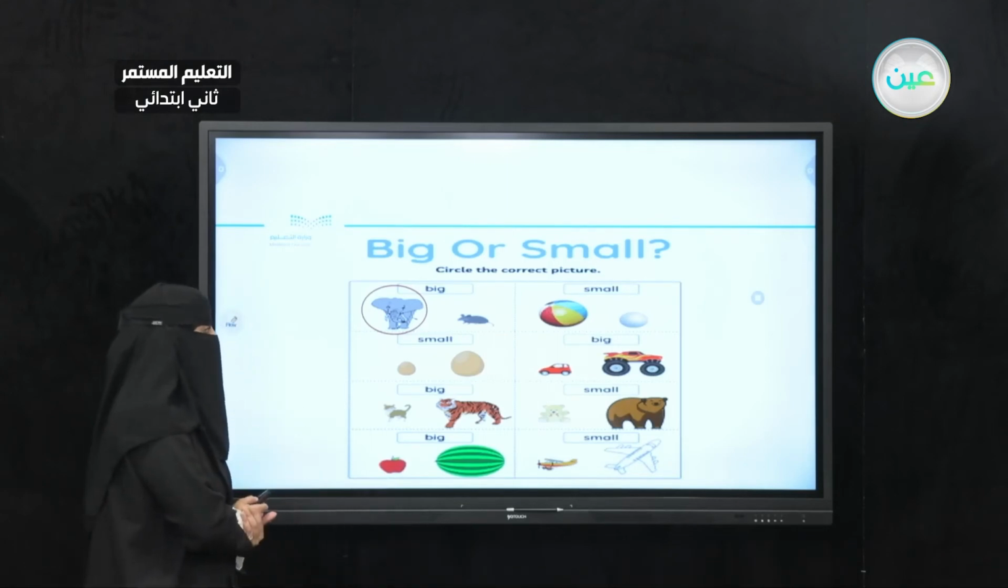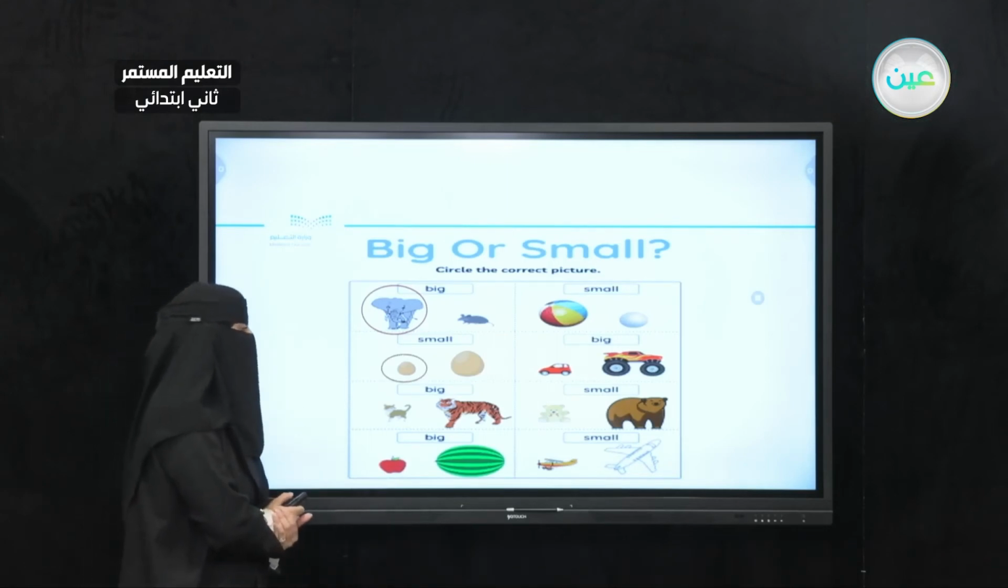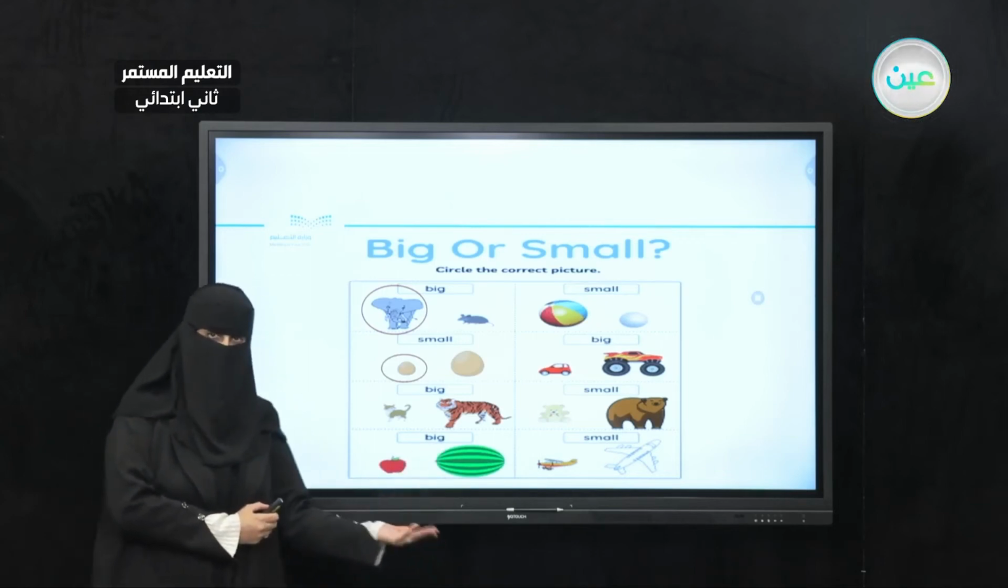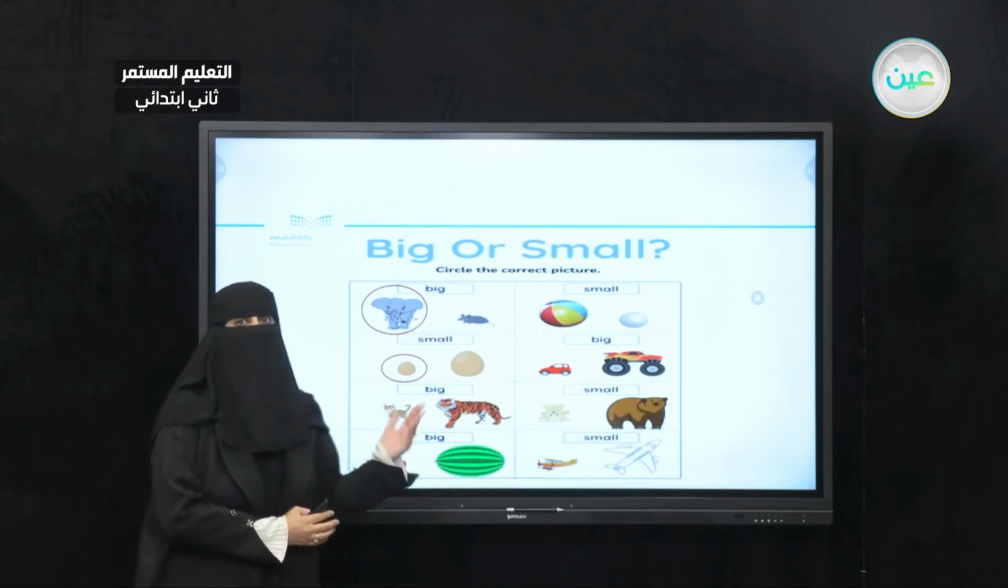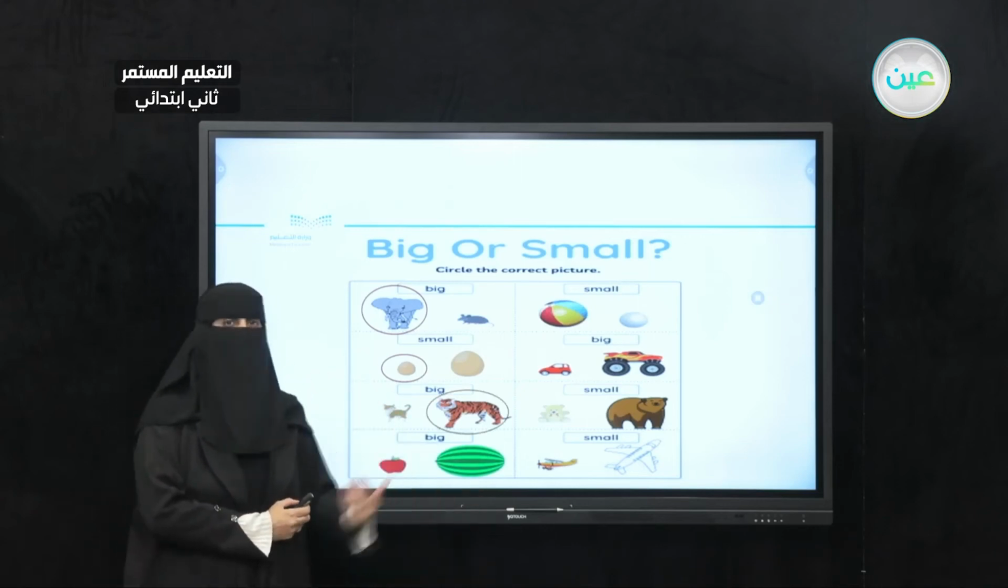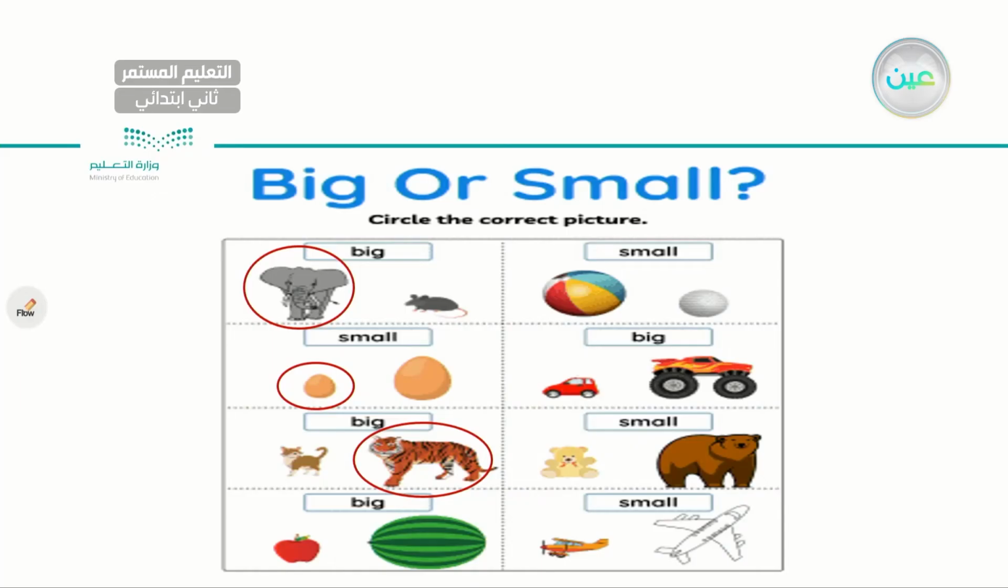Circle the small one. Very good. That's the small one. Very good. Next one. I have a tiger and I have a cat. Circle the big animal here. The big animal, it's the tiger. Excellent. It's the tiger. Next one.